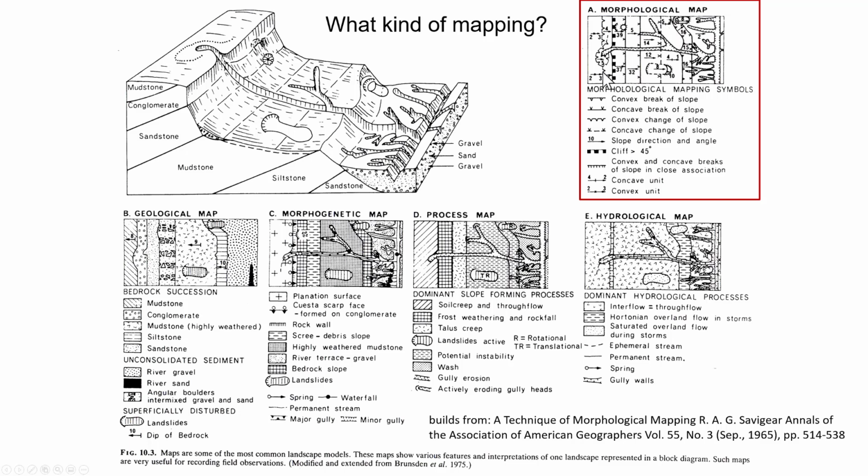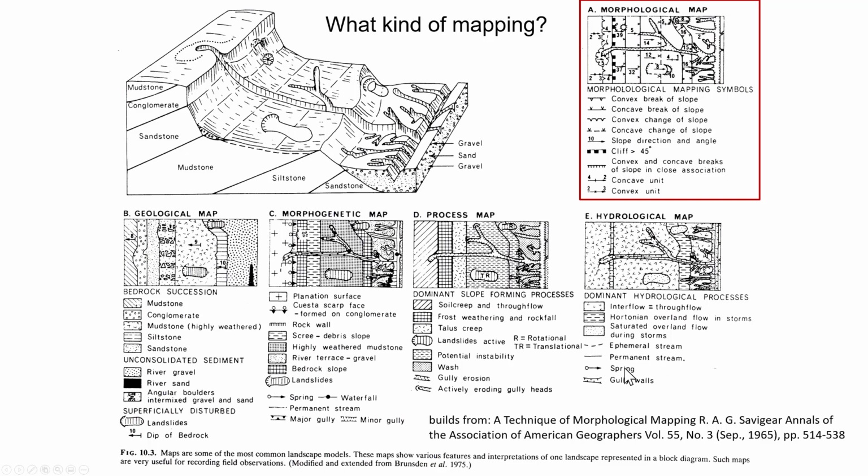But from a morphologic map, we can go to more interpretation. There's the geologic map, morphogenetic map, process map, hydrological map. For the geologic map, we would add more information because we might go in the field and say what the rock types are. The morphogenetic map is about how this landscape got to be the way it is, a genetic meaning of how it formed, but with a lot of interpretation. The process map shows what processes are operating over this surface, and TR is a translational landslide. And hydrologic is what the water is doing.